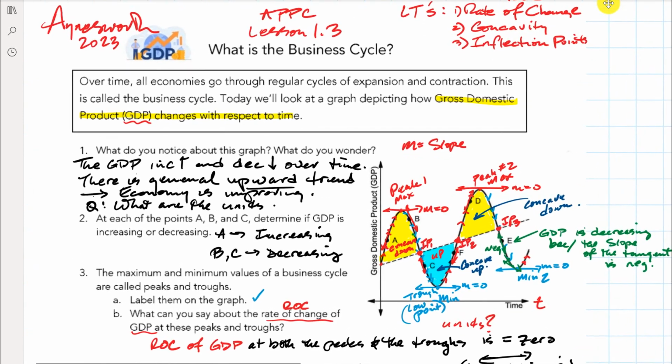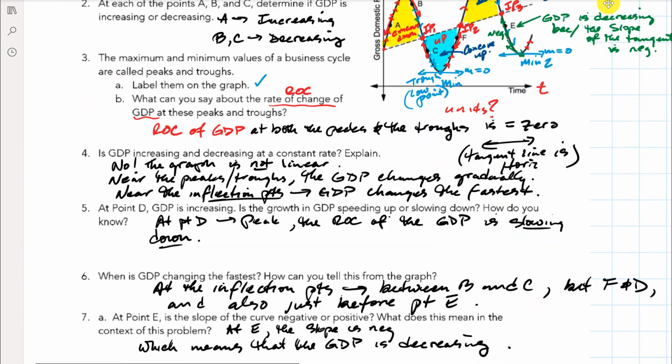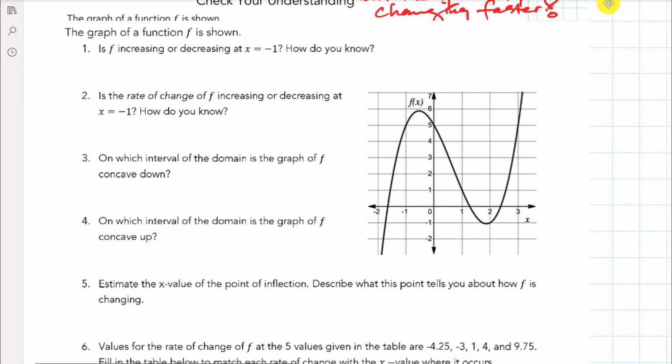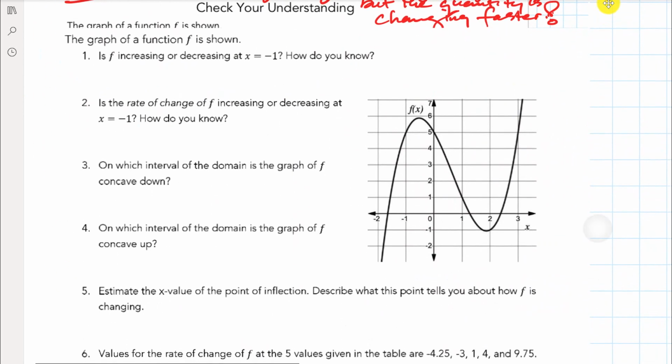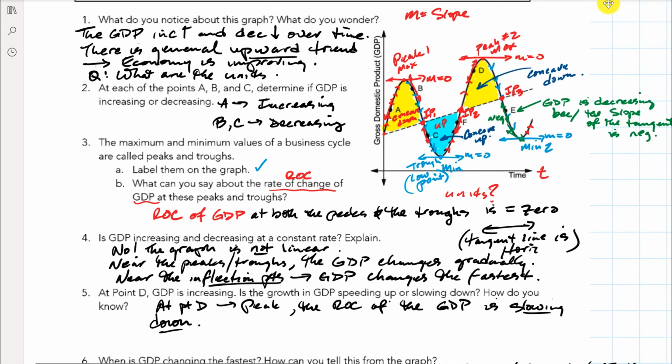So go slow, go at your own pace, listen to it once or twice until the light bulb goes on, until you actually understand it and can apply it. And if you do understand it, then you should be able to do the check for understanding on your own. If you can't, and you're making mistakes, or you just flat out can't even answer a question, that means you need to go back to the lesson and listen to it again.